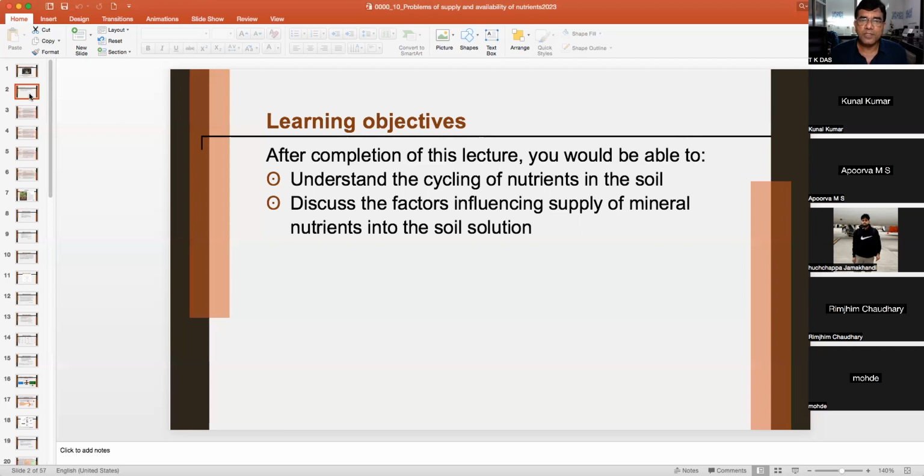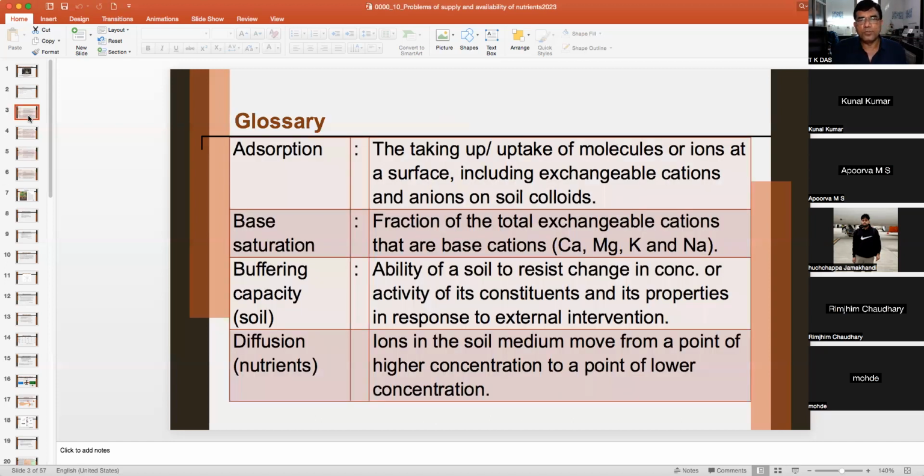And we will also discuss the factors influencing supply of mineral nutrients into the soil solution. So this is our subject. Some glossary, meaning of difficult words. Adsorption: the taking up or uptake of molecules or ions at a surface, particularly colloidal surfaces, where nutrients are attached, which is known as adsorption. It includes exchangeable cations and anions on the soil.